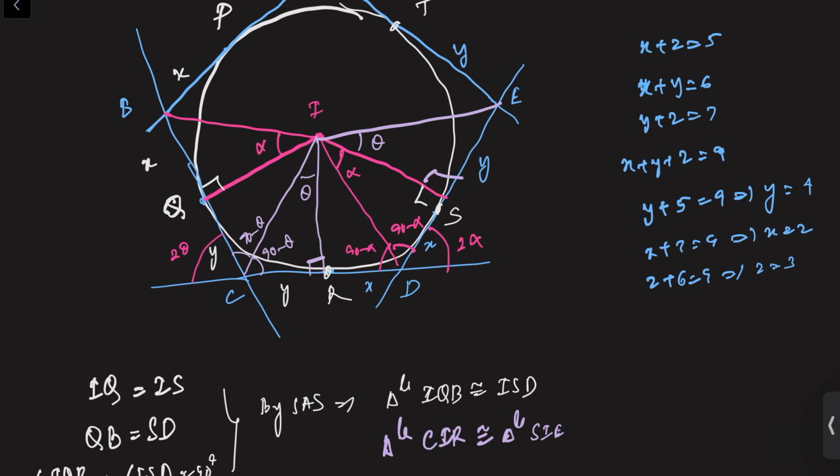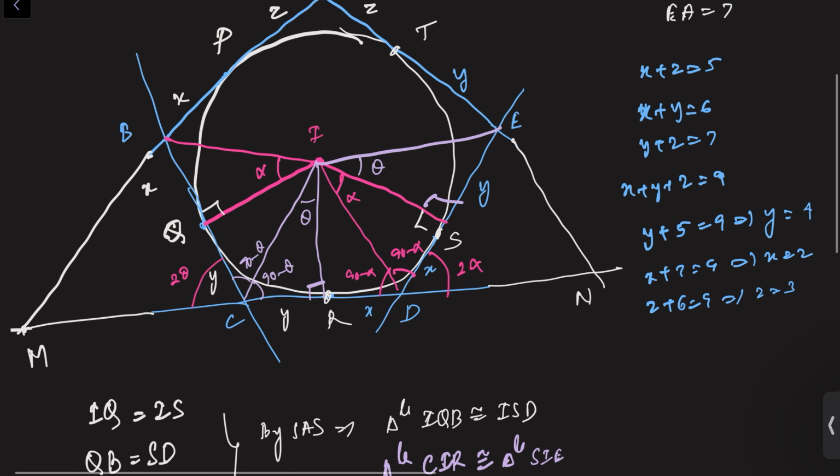So that means if I elongate these points, let's say this is some point N and this is some point M. Now even here, this will be 90 minus alpha. So if that is 90 minus alpha and we join this, this will also be 90 minus alpha, making this 2 times alpha. Similarly, this will be 90 minus theta, and if we join this one, this will be 90 minus theta. So this will be 2 times theta.